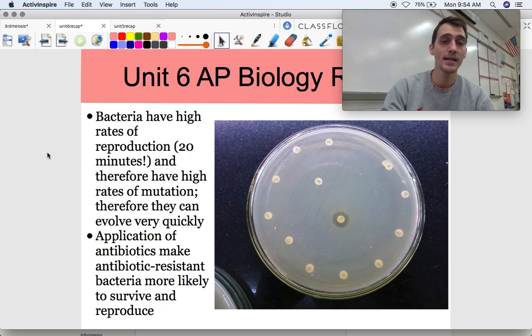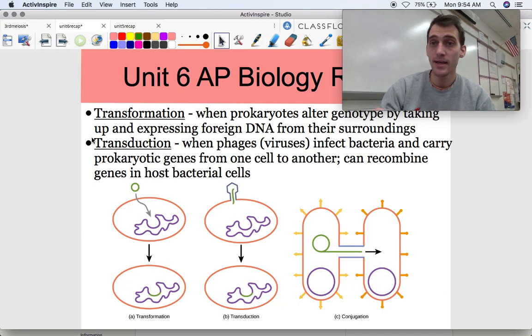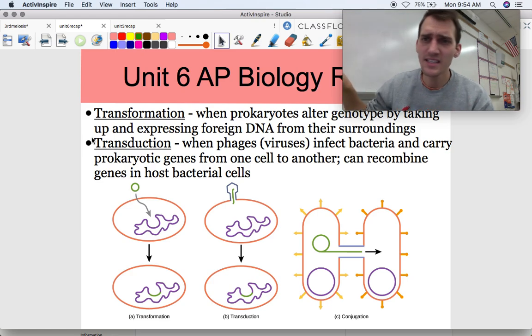Application of antibiotics makes antibiotic resistance more likely to survive and reproduce, right? So if some bacteria have a gene that allows them to say, hey, I'm going to make this protein and your antibiotic does nothing for me anymore, that is obviously a really big advantage for that bacteria. It's going to survive and reproduce better than other bacteria without that mutation, right? And that's where this comes from.